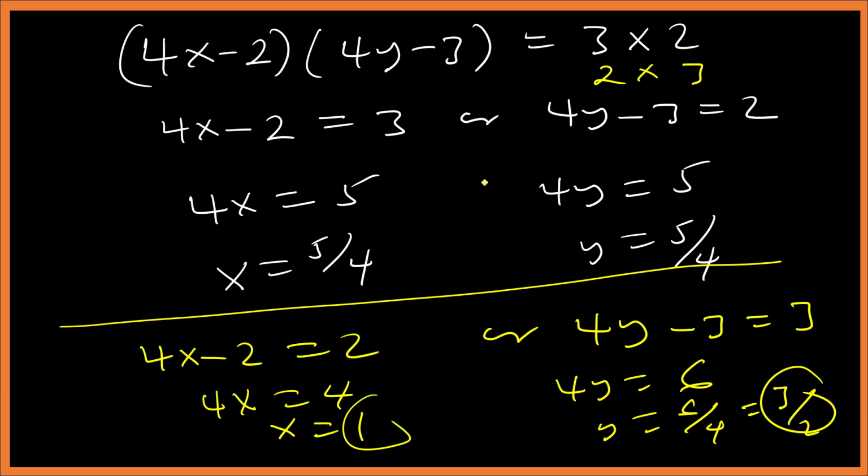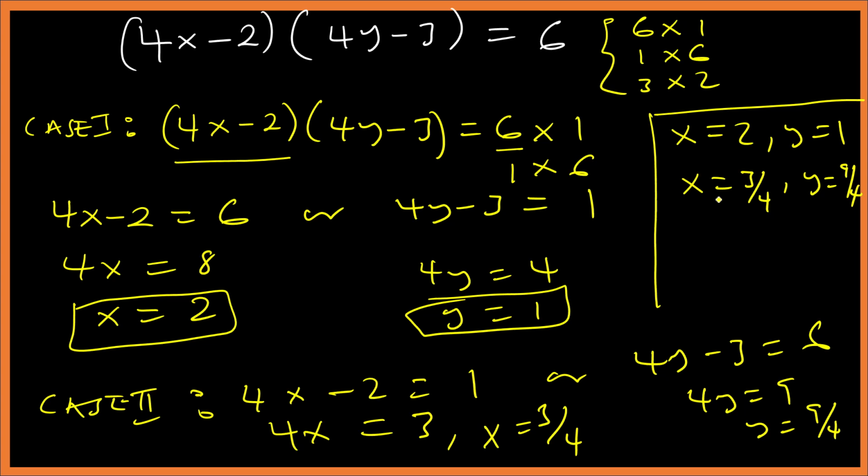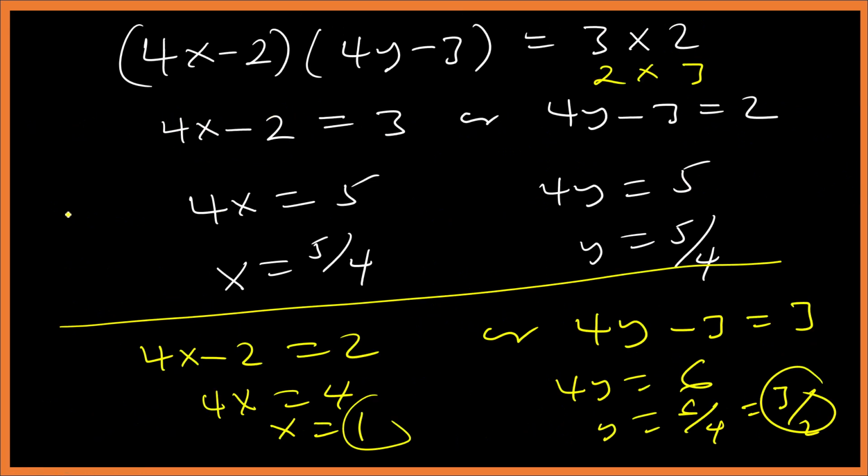All right, so we have 2 answers here and we have 2 here. So the next one will be 2 times 3, so we have 4 cases. All right, so that's that. So we have the solutions here. So x equals to 5 on 4, y equals to 5 on 4, and then y equals 3 on 2, x equals to 1. All right, so that's that.